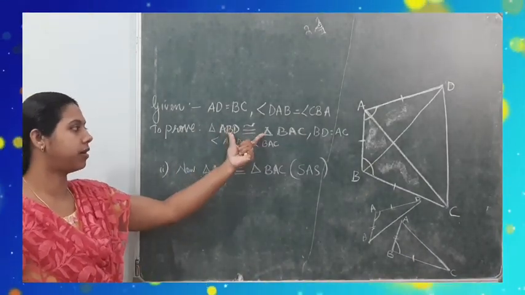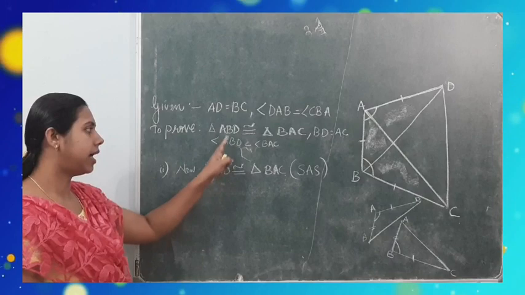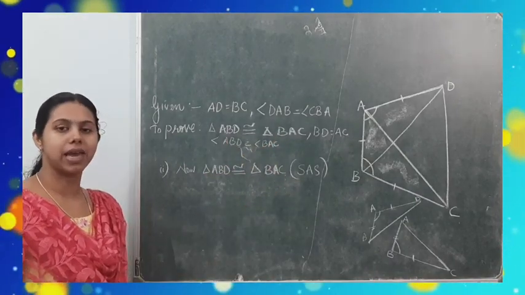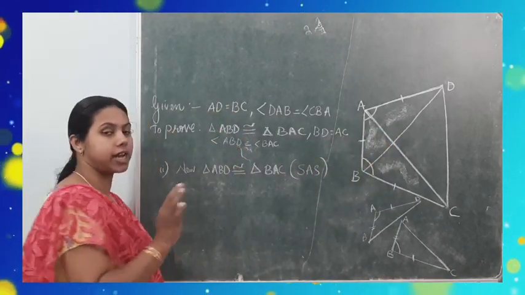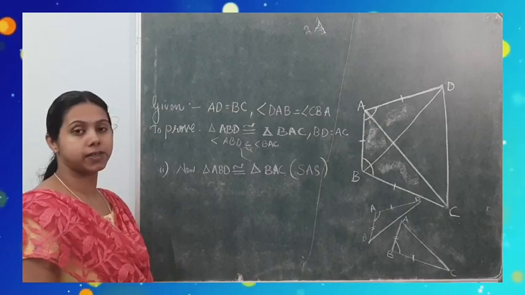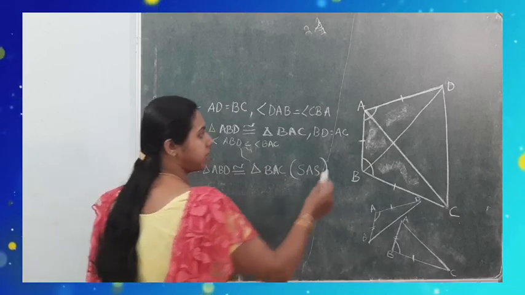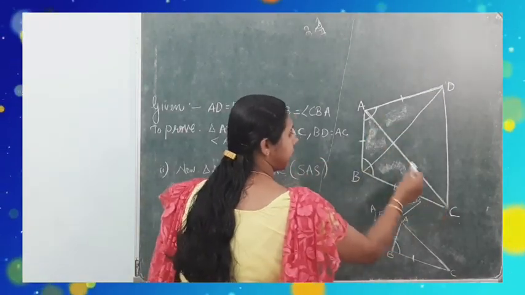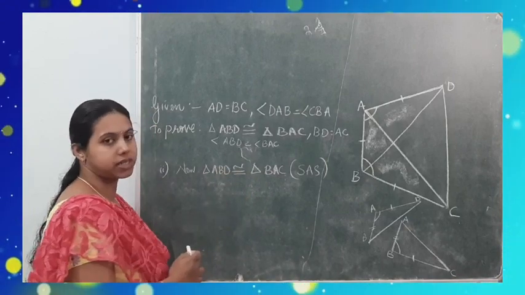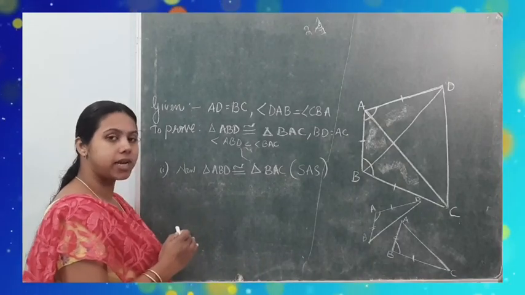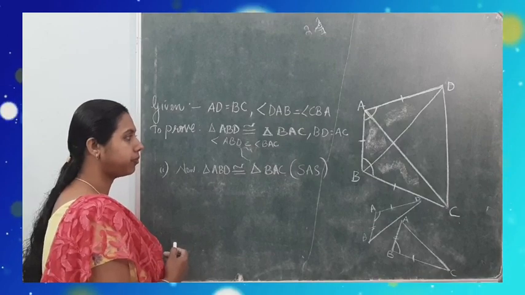Now we want to show BD equal to AC. Second question. First one we already proved, and now we want to prove the second one. So now you know that triangle ABD is congruent to triangle BAC by SAS. If these two triangles are congruent, we know that all other corresponding parts are equal. So we want to show that BD equal to AC. These are the parts of congruent triangles, so the corresponding parts are equal. By CPCT, BD equal to AC.